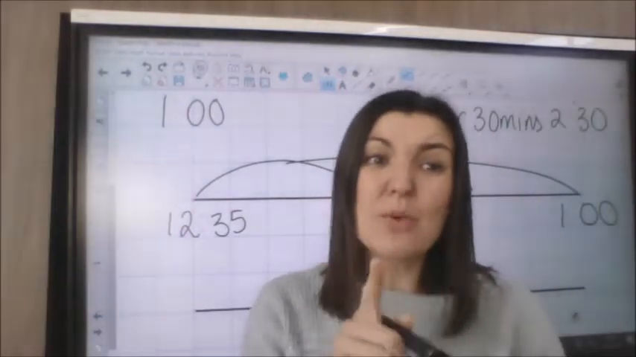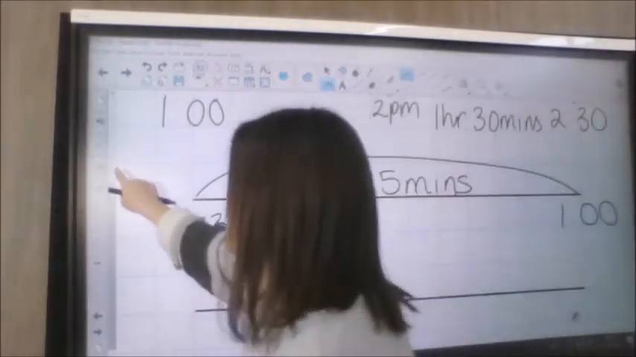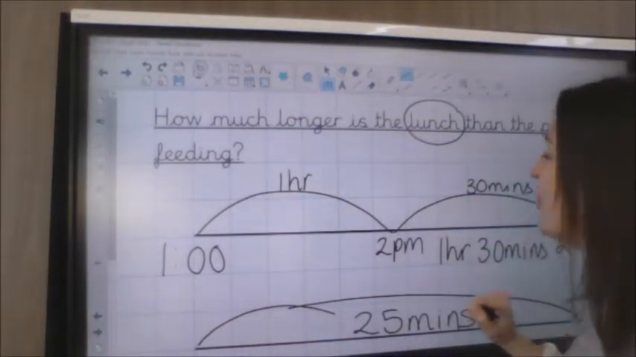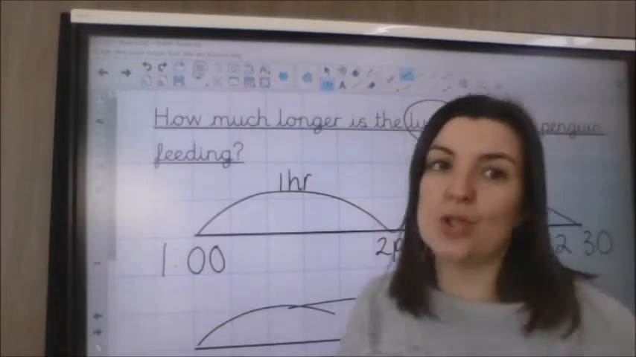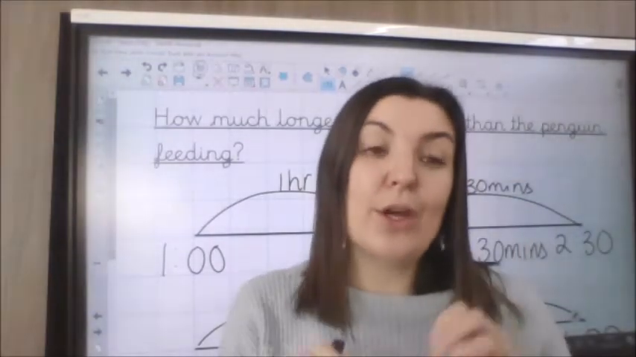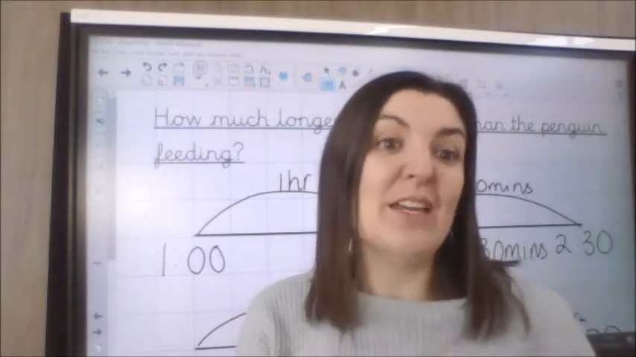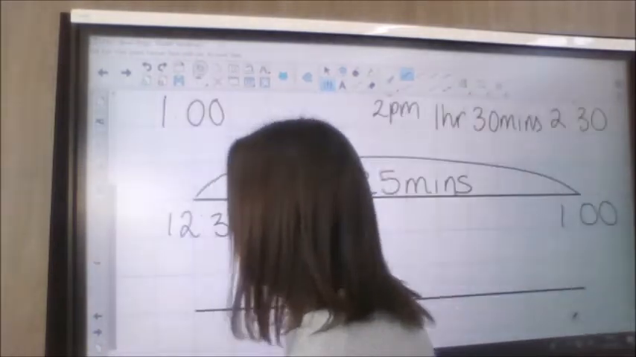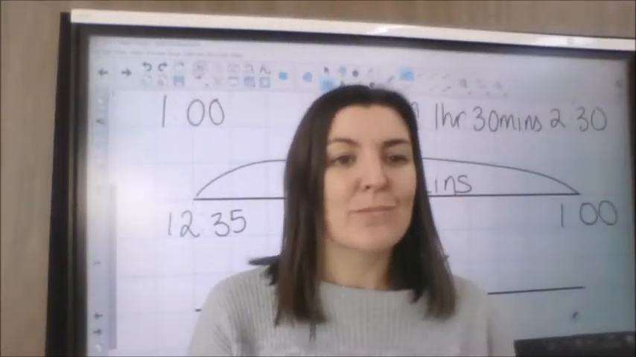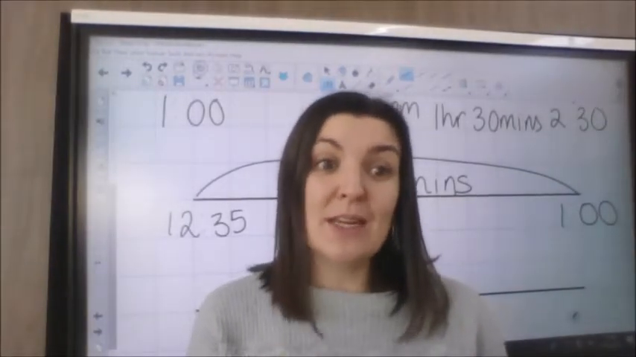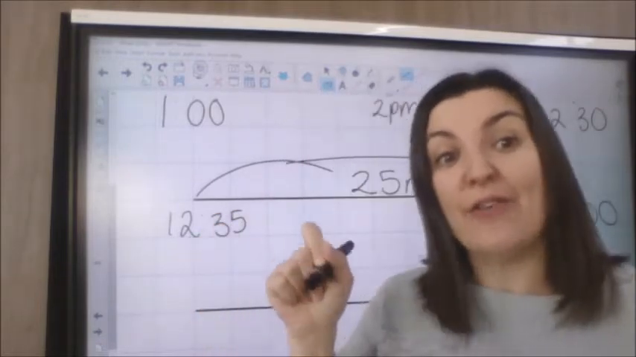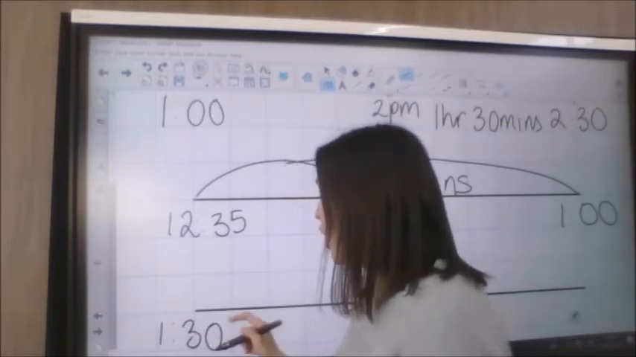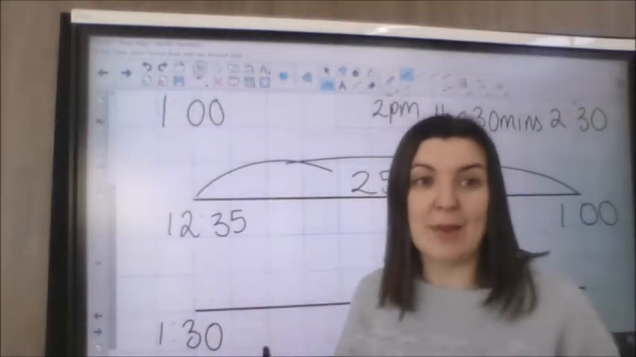Okay, so now that's not finished. Let's go back to the question. We've worked out lunch, we've worked out penguin feeding, but we've got to work out how much longer lunch is. So lunch is 1 hour and 30 minutes and the penguin feeding is 25 minutes. We've got to work out how much longer, so that's the same as finding the difference. To find the difference, we need to subtract. So the bigger value is 1 hour 30 minutes, and we've got to take away 25 minutes.